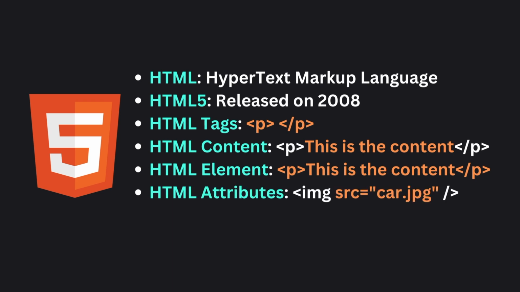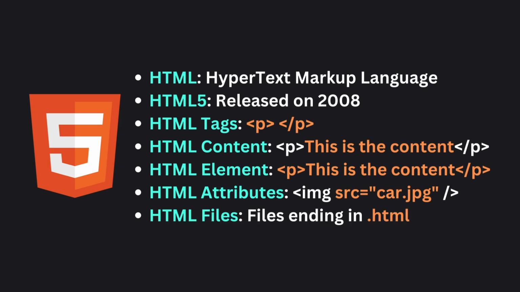HTML attributes are used to add additional information to the tags. For example, for the image tag, you can add a source attribute to specify which image needs to be shown. And as you can see, image tags are self-closing tags. This is one of the tags which is self-closing. It doesn't have a closing image tag.